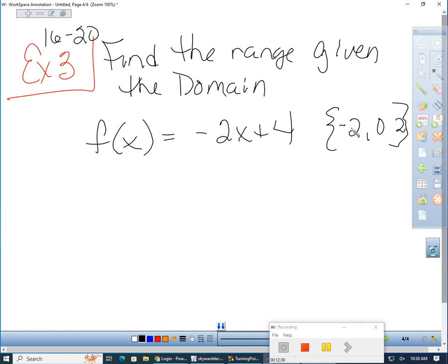So I'm going to start by plugging the first one in. Now remember, this is y, so I don't plug it in over there. This is just y equals negative 2 times negative 2 plus 4.